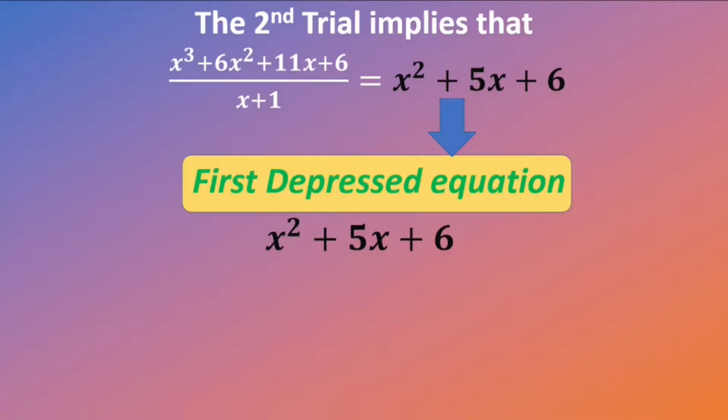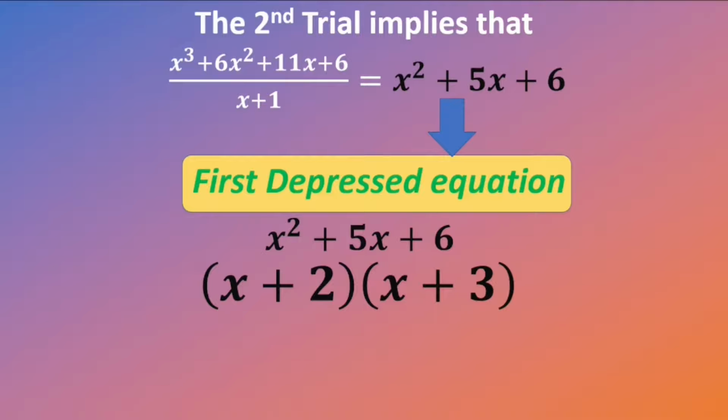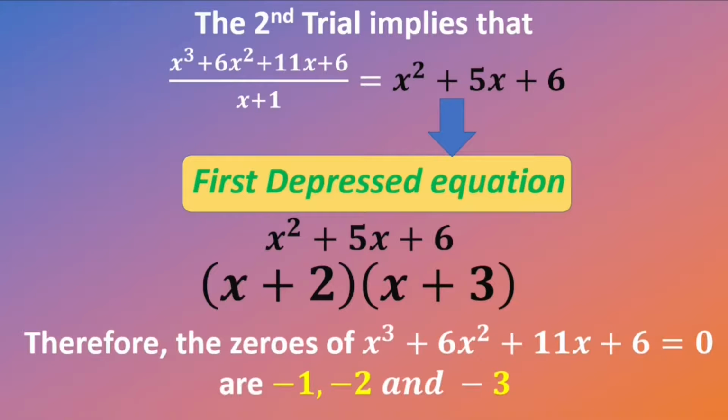The factors of the constant term 6 are 1 and 6, and 2 and 3. Since the last term is positive, we must consider the factors that, when we add them, give us the numerical coefficient of the second term, which is 5. And these factors are 2 and 3. Thus, the factored form of x squared plus 5x plus 6 is equal to (x + 2)(x + 3). Now, applying the zero product property, the zeros of x cubed plus 6x squared plus 11x plus 6 equal to 0 are negative 1, negative 2, and negative 3.